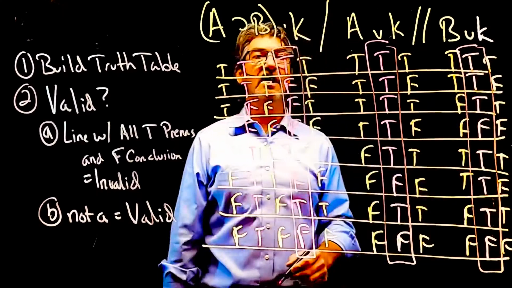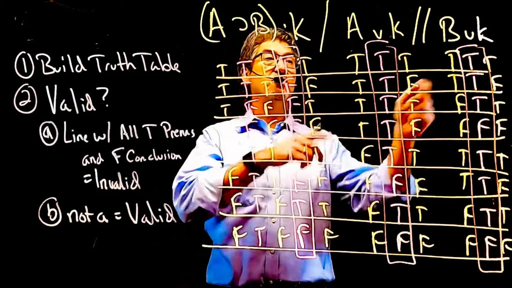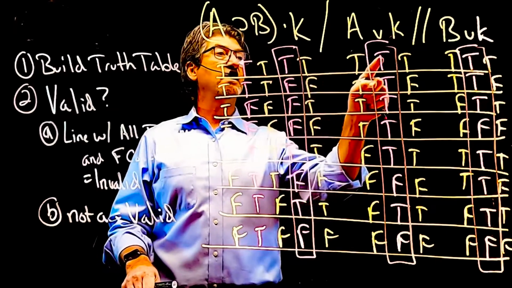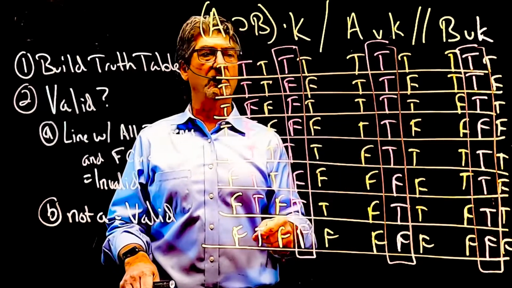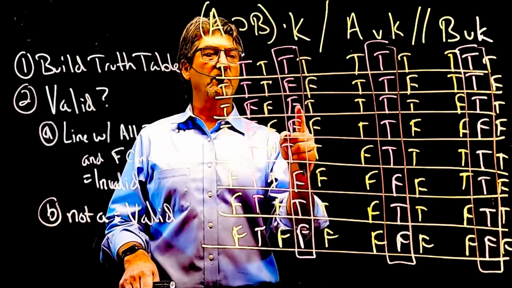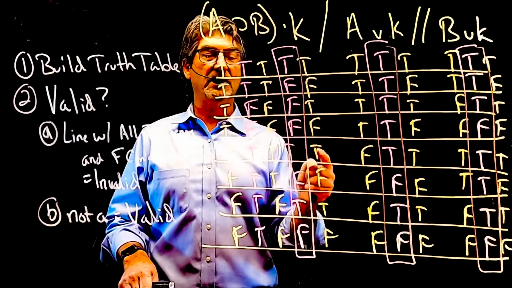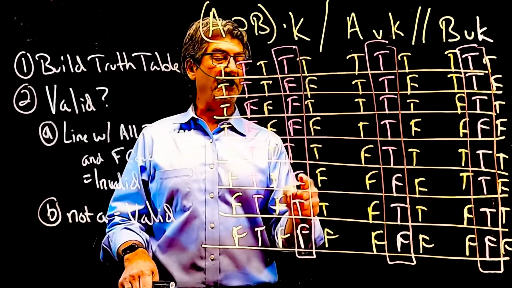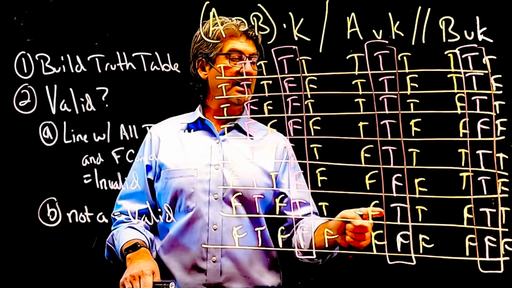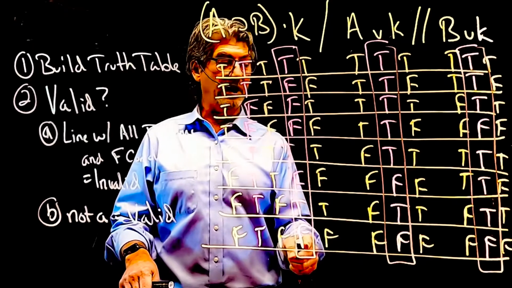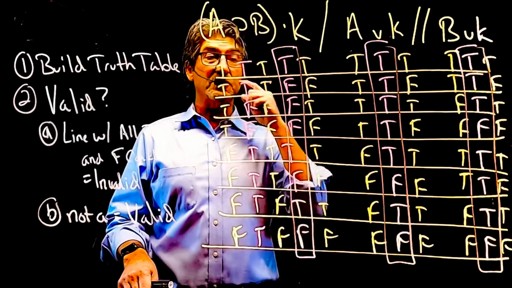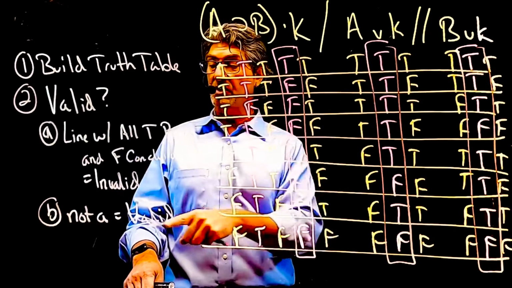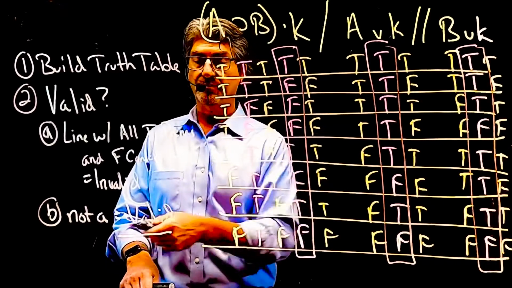Now, are there any lines where both premises are true and the conclusion is false? Well, let's go down through here. You've got T, T, and T. That doesn't break the rule. F doesn't break the rule. F doesn't break the rule. F doesn't break the rule. T, T, and T doesn't break the rule. F doesn't break the rule. T, T, and T doesn't break the rule. F doesn't break the rule. So there's no line where you have all true premises and a false conclusion, so it is valid.